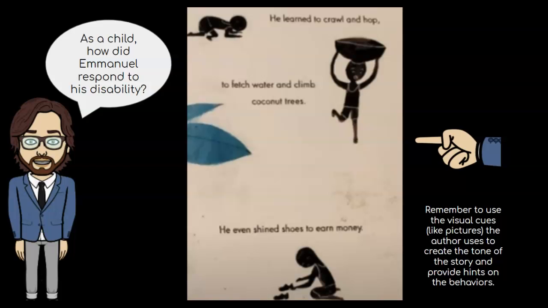All right, so hopefully you did recite those things aloud. Some of the responses here in the book, it says he learned to crawl and hop, okay? He learned to fetch water and climb coconut trees himself. He shined shoes to earn money. Continuing in the story, he hopped to school and back on his own, on one good leg. Emmanuel saved his money and bought a soccer ball to share with his friends. He tried over and over to learn to ride a bike.